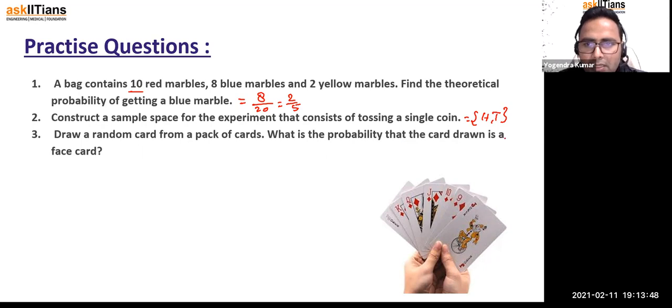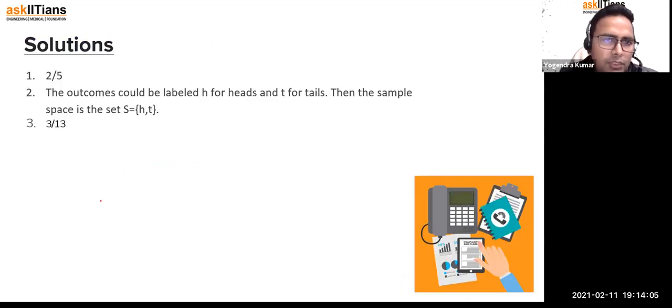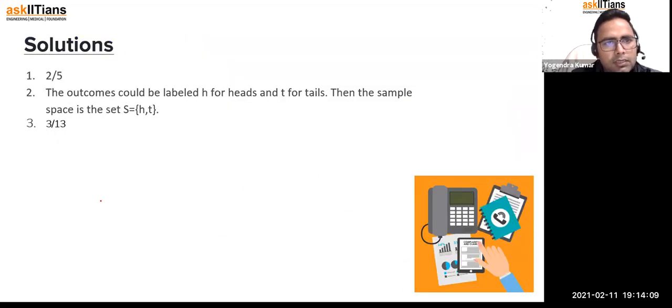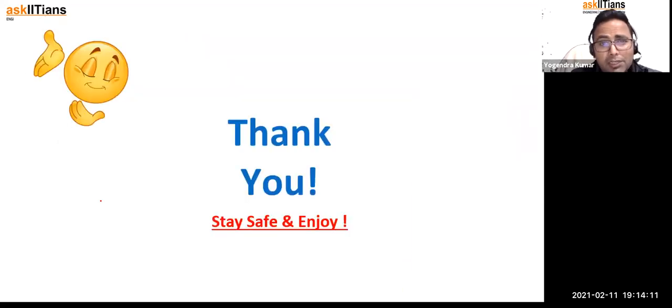Okay. Draw a random card from a pack of cards. What is the probability that the card drawn is a face card? Face cards are how many? There are 12 face cards divided by 52, right? This is what you need to remember, that 12 face cards are there. So 3 by 13. That should be our answer, right? 2 by 5, H and T, and 3 by 13, right? These are the answers we have. You need to practice a little bit more to understand it clearly, right?